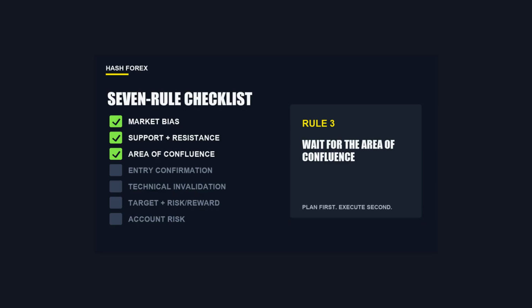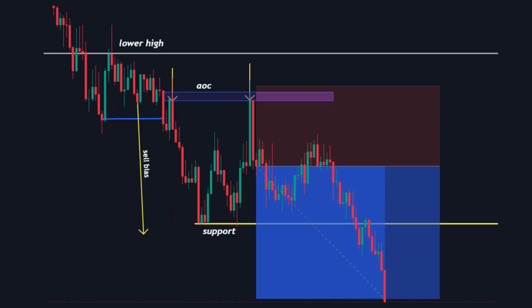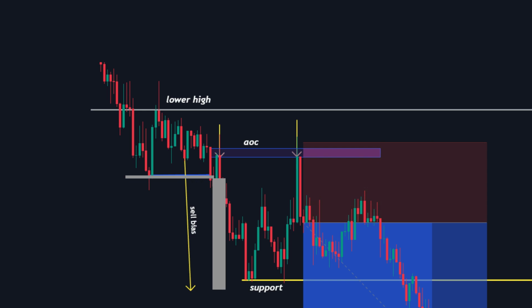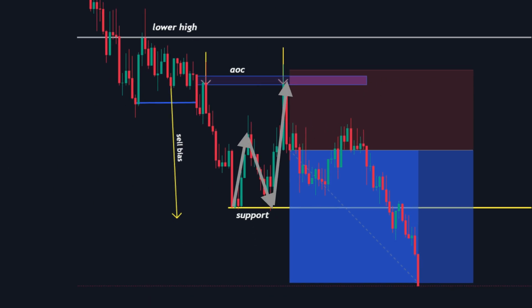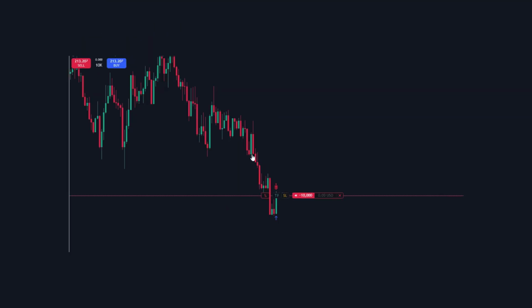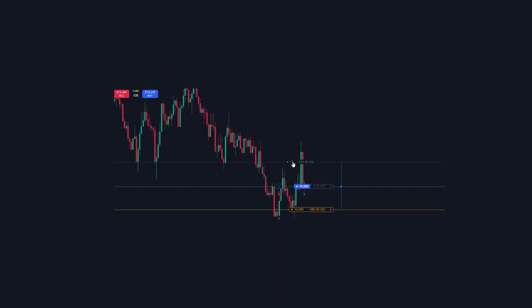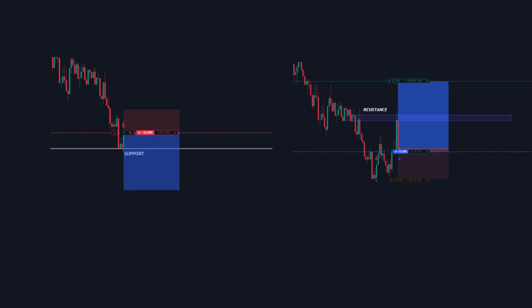Rule number 3. Wait for price to pull back into the AOC. After breaking structure, price does not continue down in a straight line. It starts to recover. This is where beginners often make one of 2 mistakes. Some traders chase the sell at the bottom after the move is already extended. Others see the green candles and buy directly into resistance. Both decisions ignore location. The better approach is patience.